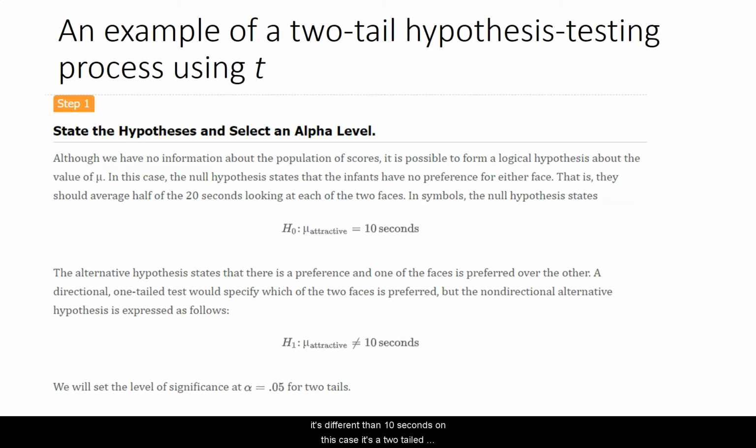Now, in this case, it's a two-tailed test. You'll remember from our conversation in Chapter 8 that we're not predicting that the attractive face will garner more looking time, which is a little bit artificial and kind of frustrating and not realistic, but we have to start somewhere. And I want to start with a two-tailed test, so we'll just say it's different than 10 seconds. But after all the exercise that we went through in Chapter 8, this should really leap off the page as a two-tailed test. And we'll set it at alpha of 0.05 for 2 tails.